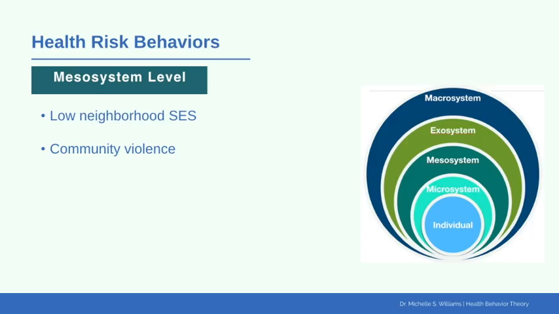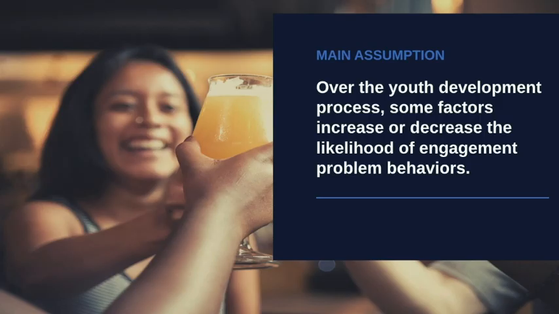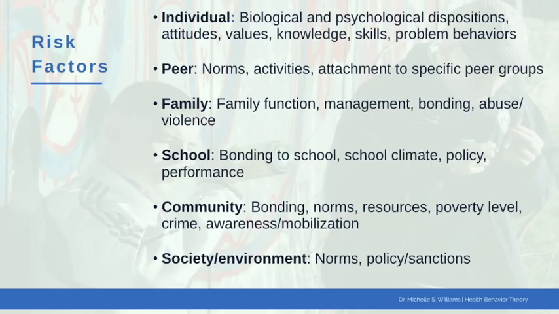So unfortunately, children who live in lower socioeconomic status neighborhoods tend to have higher rates of violence in their communities. So the main assumption of the risk and protective factors planning model is that over the developmental process, youth experience some factors that may increase or decrease their likelihood of engaging in different problem behaviors that we discussed before. So let's look at these different risk factors at the different levels of the socio-ecological model. So as I mentioned, some risk factors at the individual level can include biological or psychological dispositions, but it can also include things such as attitudes, knowledge, and just problem behaviors in general.